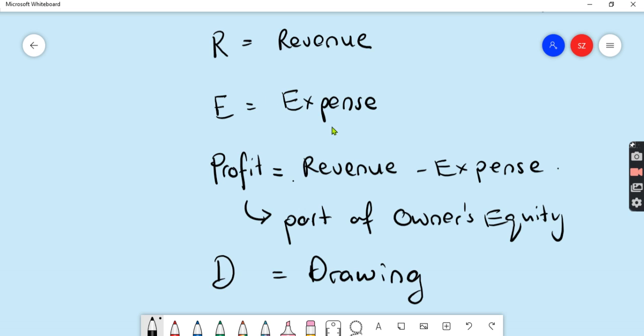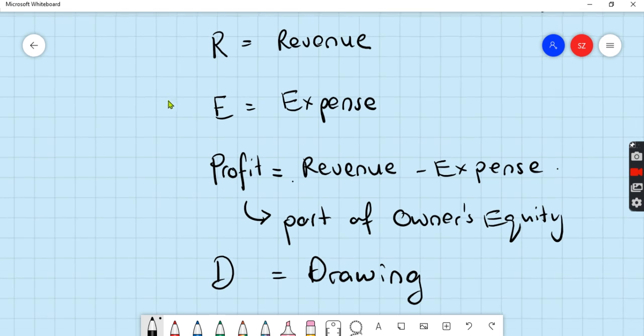R is revenue, E is expense. And the difference between these two will give profit, which is part of the owner's equity. Ignore the drawing first.